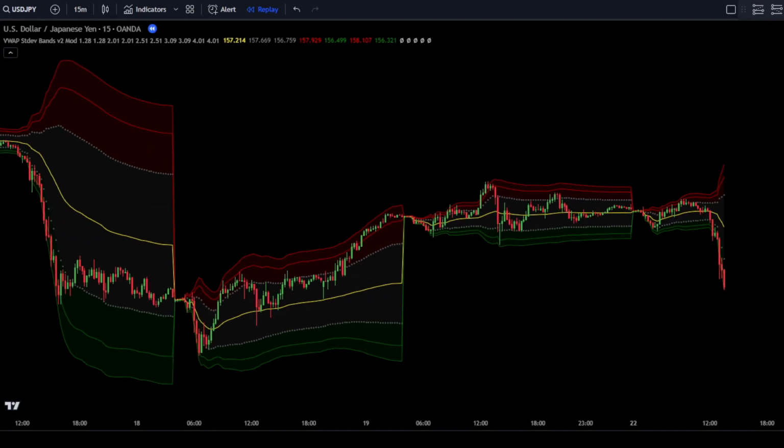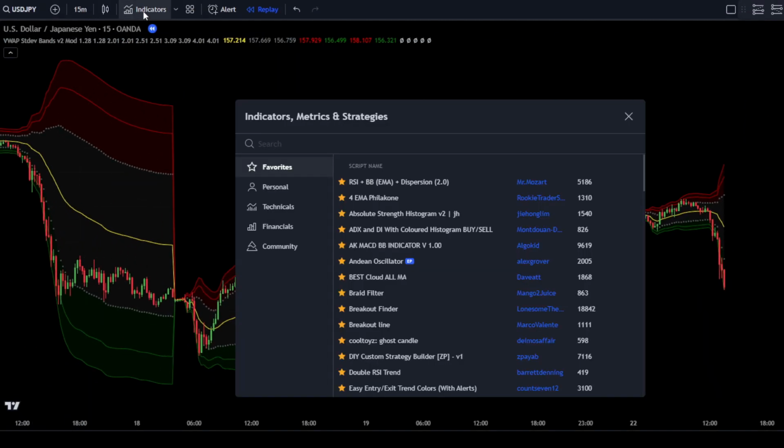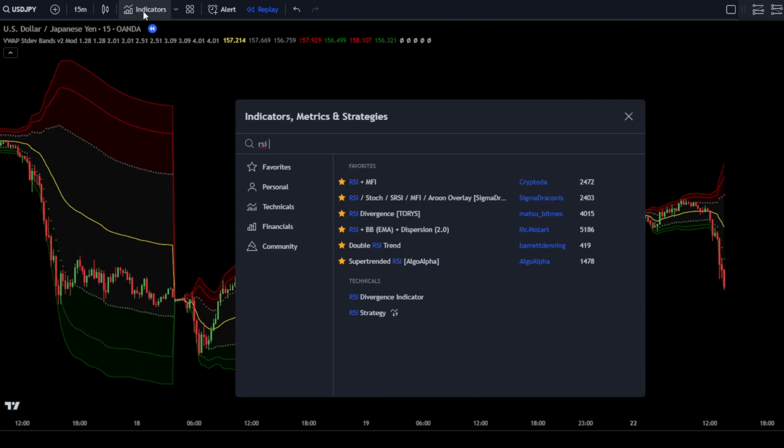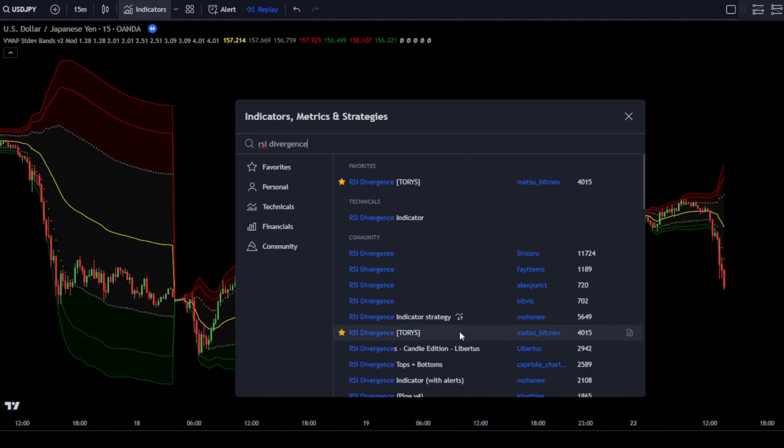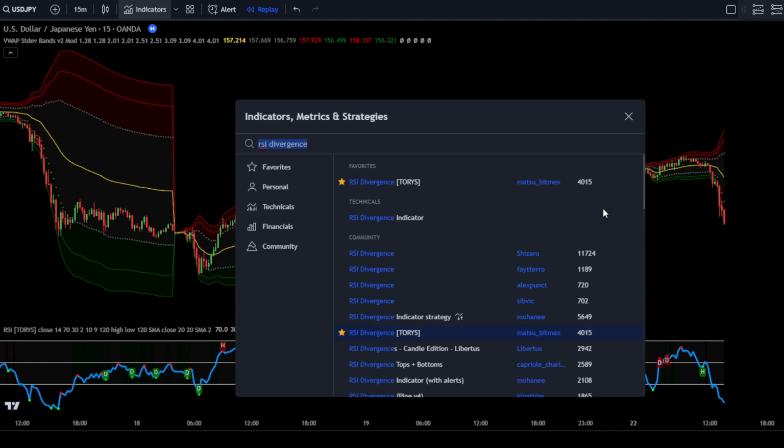Now, let's add the second indicator that will be used as a guide for entry in the market. Go to the Indicator Search tab and then type in RSI Divergence. Then, select RSI Divergence Taurus by Matsu Bitmex.